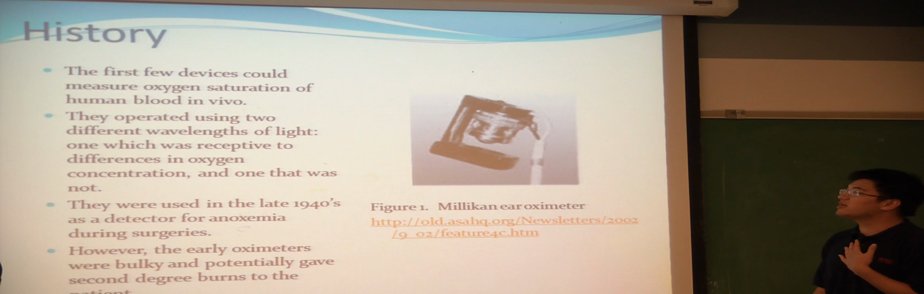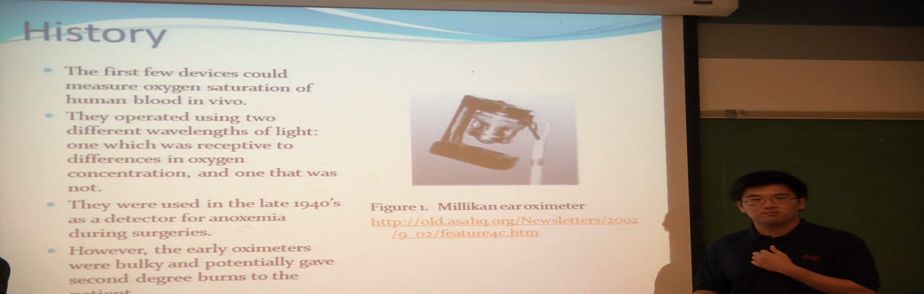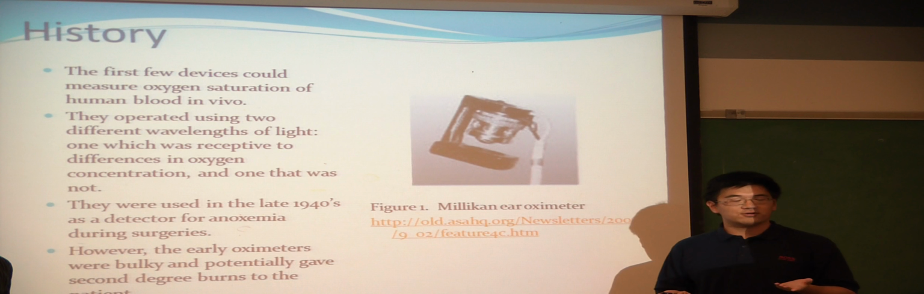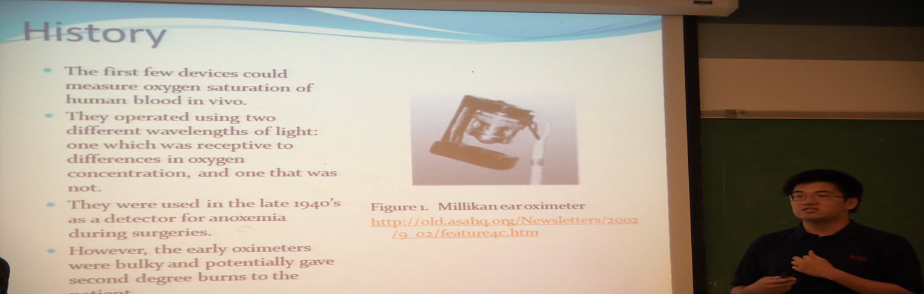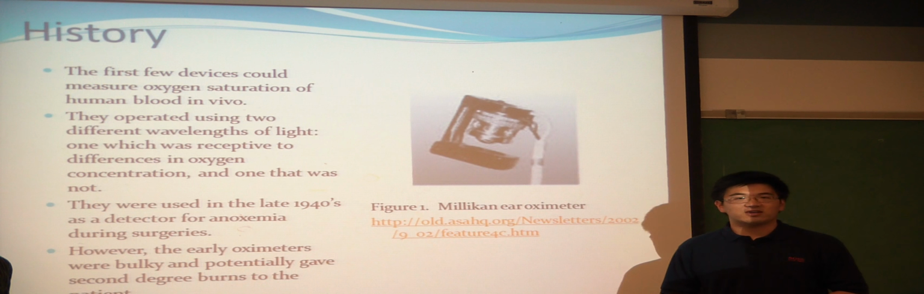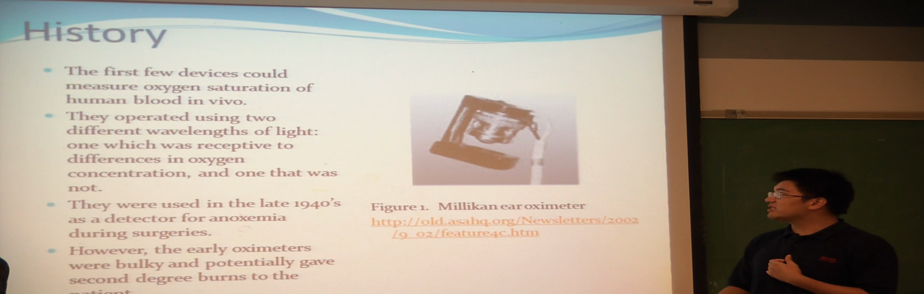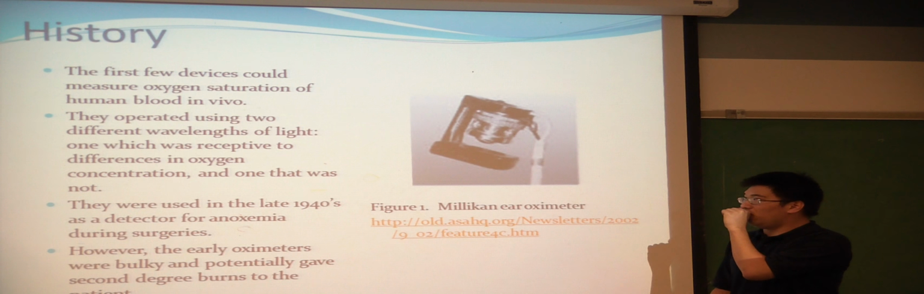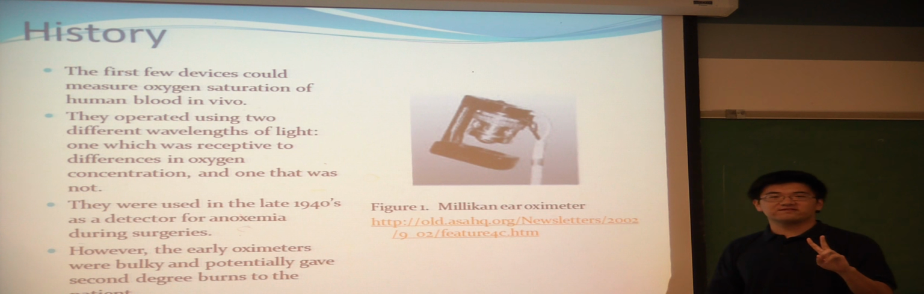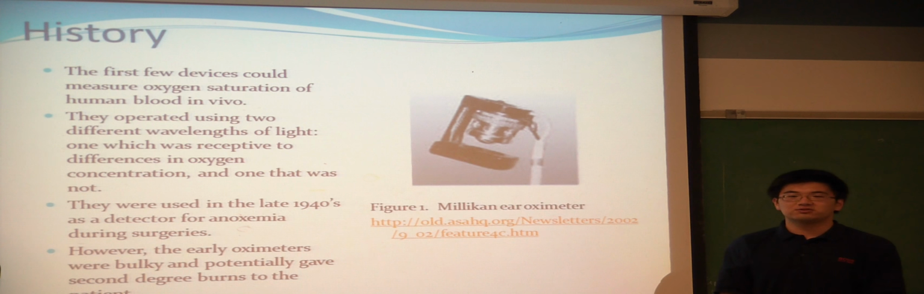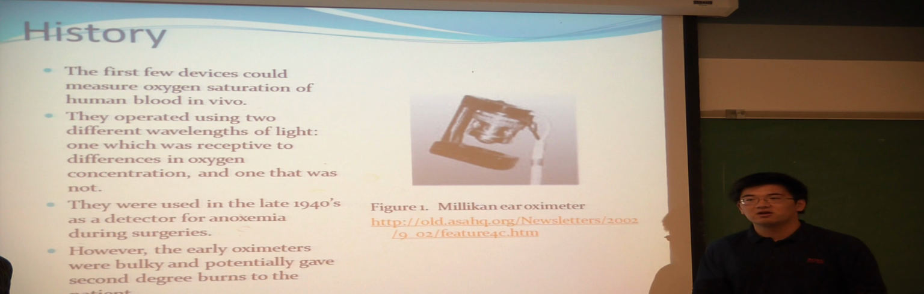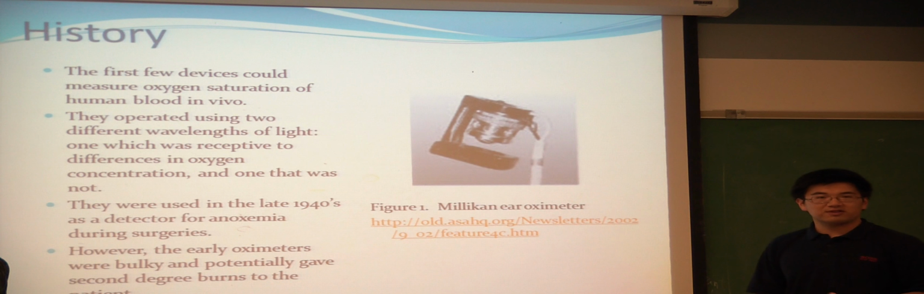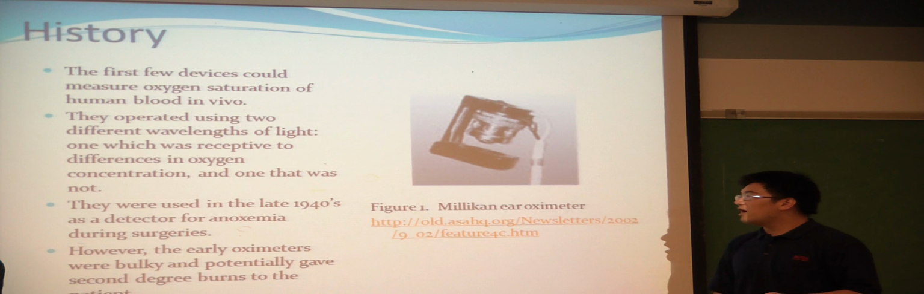Now, for a brief history, the first few oximeters, they weren't even pulse oximeters, were developed in around the 1940s by a man named Millikan. They're basically an attachment to the ear where they use two wavelengths of light, one sensitive to changes in oxygen concentration in the blood, one that wasn't, so that we could use it as a base for comparison.